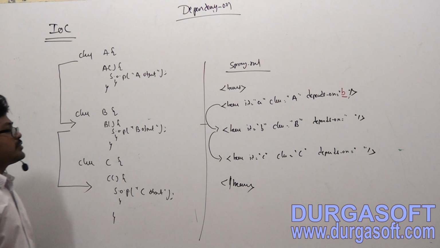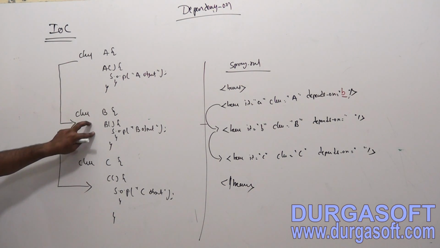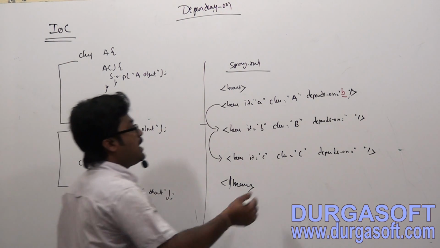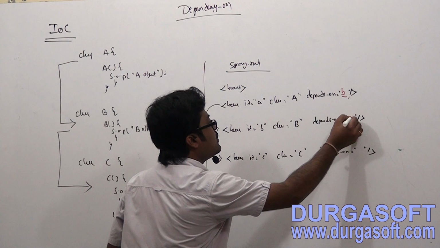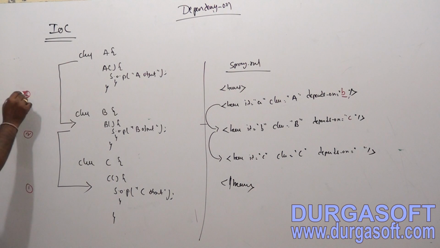So if you apply like this, first which class object will it create? B class object it will create, then it will create A class object. If B has a dependency on C, then first which class object will it create? First C class object the container will create, then it will go for B, finally it will create A class object.